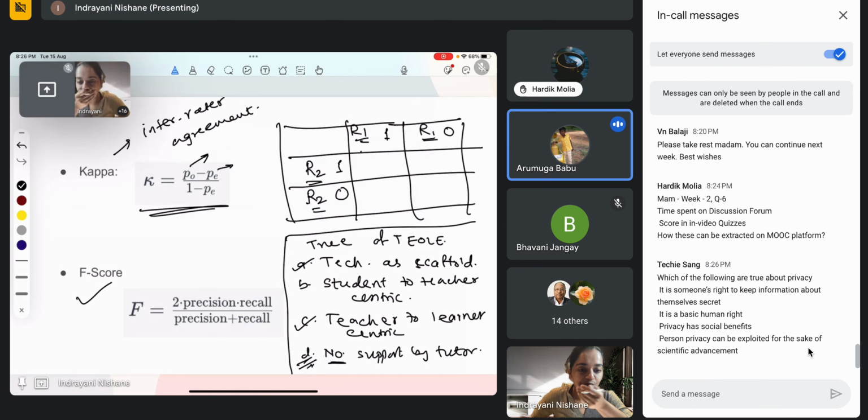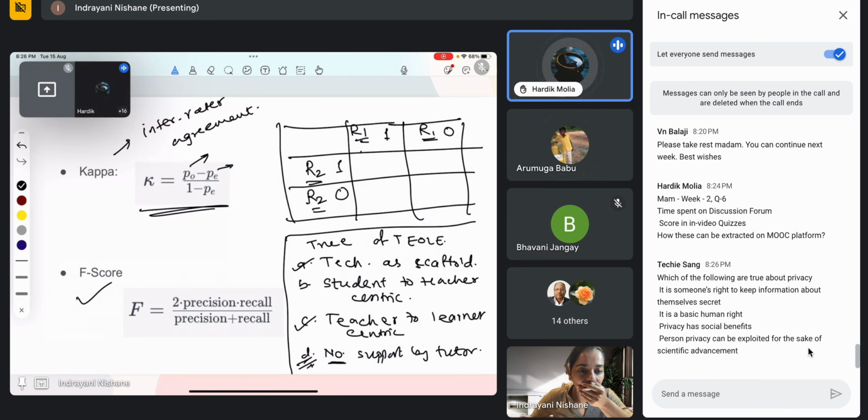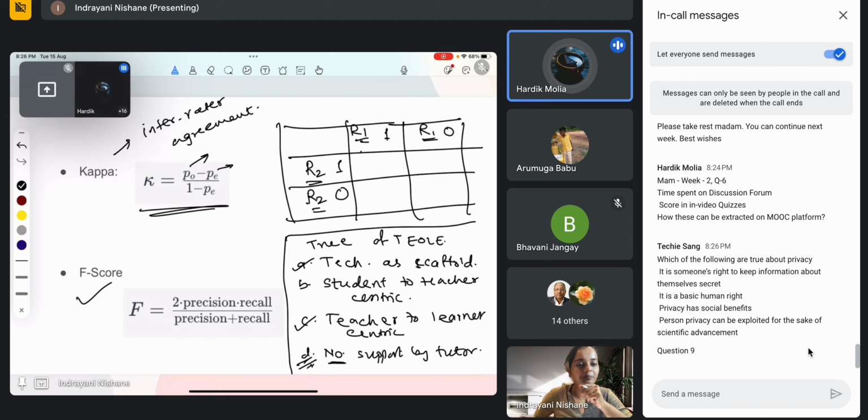Ma'am, my question is regarding assignment 2, specifically question number 6. The question is, which of the following features can be extracted from the MOOC platform? The 4 options are time spent on discussion forums, score in video quizzes, number of videos watched, and average session time. The last 2 are obviously the correct answers, number of videos watched and average session time. But ma'am, on a MOOC platform, is it possible to extract time spent on discussion forum and score in video quizzes?